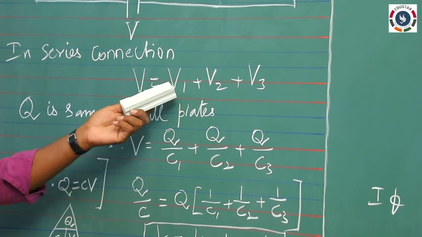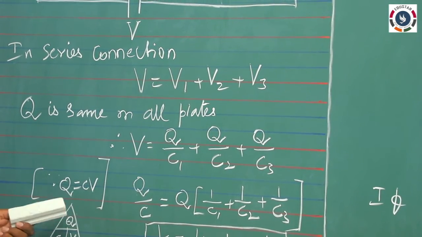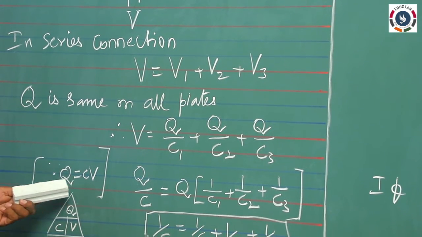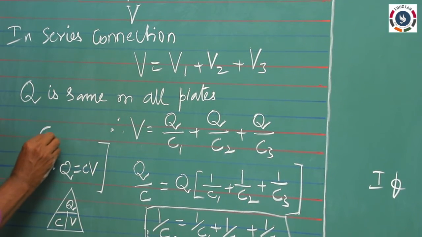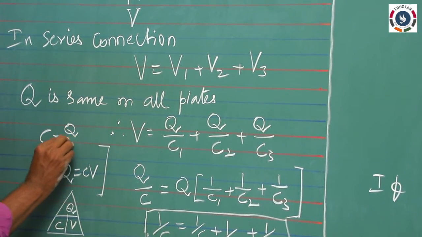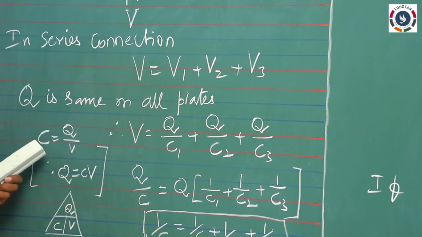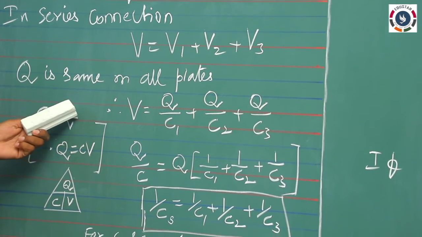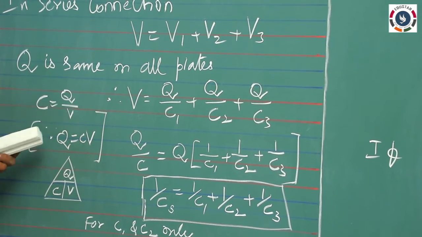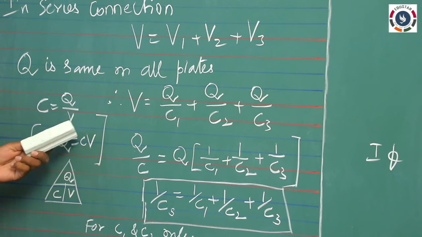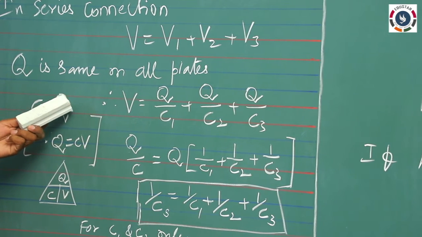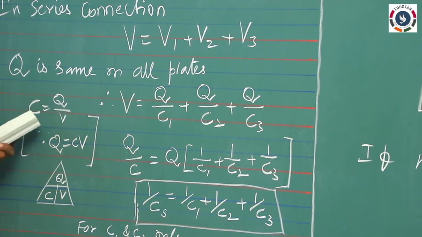We know the formula: Q equal to CV, where capacitance C equals Q by V, as we have already seen in the previous part. The capacitance of a capacitor equals Q by V, where Q is the charge on either plate and V is the potential difference between the two plates. At the same time, C is independent of Q and V. So this is the formula.